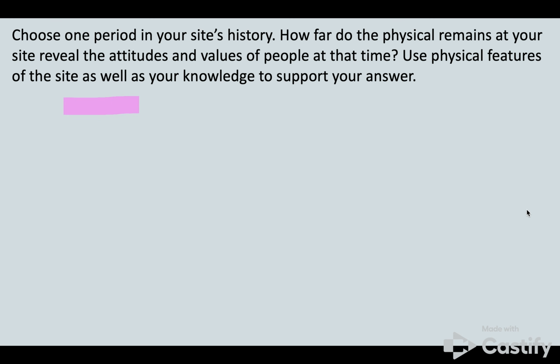Choose one period. Okay, so we've got to choose military or palatial. One period. How far, so we're going to have to make a judgment here. Is it very far? Is it quite far? Is it significant? Not very far? How far do the physical remains, remember that means the ruins, so how far do the ruins at your site at Kenilworth reveal, show us, help us to understand the attitudes and values of people at that time?